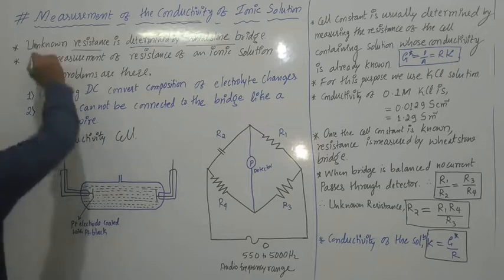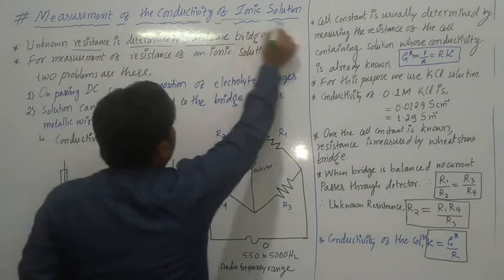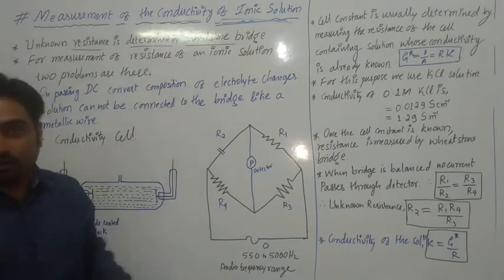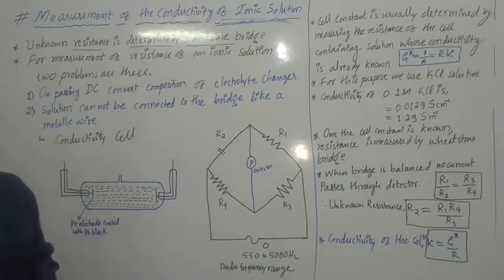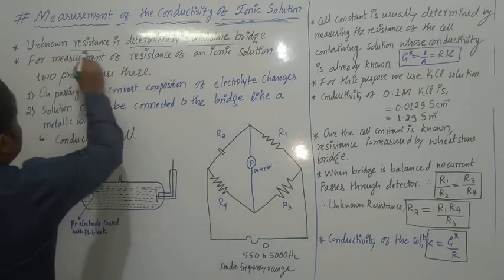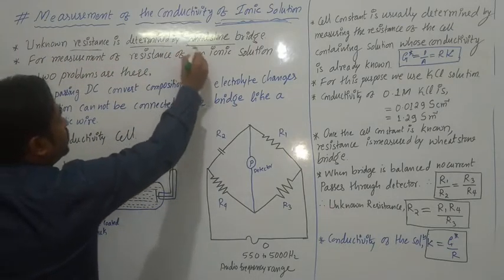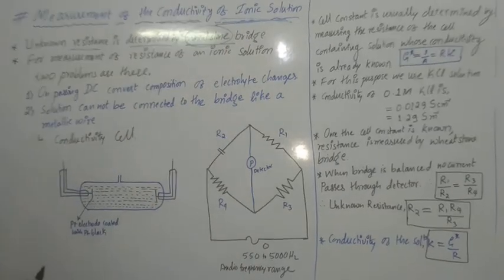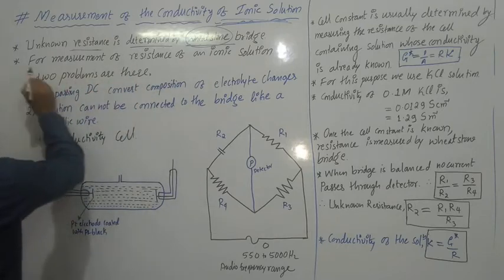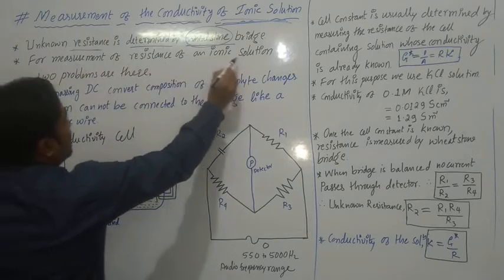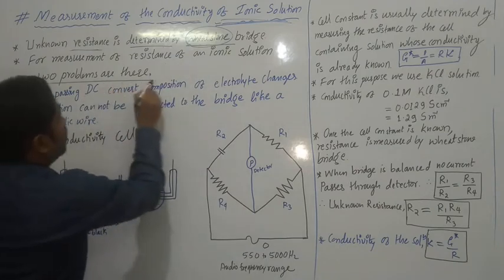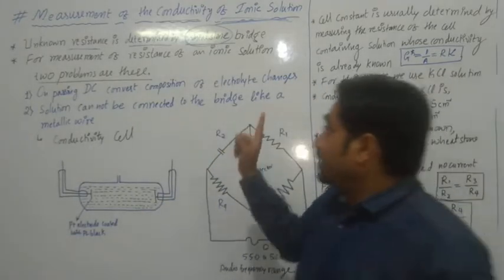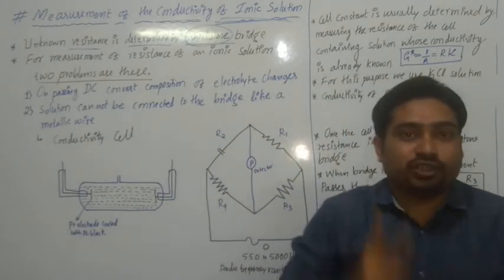So here, what are we going to measure? We are going to measure the conductivity of ionic solution. To measure conductivity, we should calculate the resistance of the ionic solution by using Wheatstone bridge. But for the measurement of the resistance of an ionic solution using Wheatstone bridge, we come across two major problems.